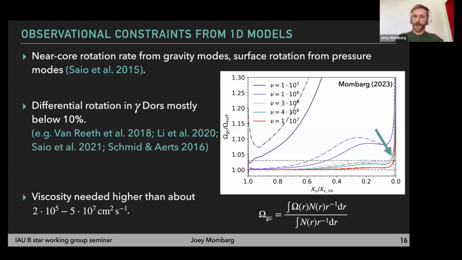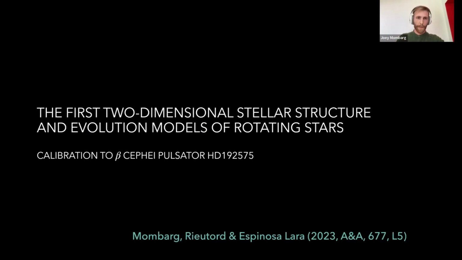In general, these stars have a differential rotation that's below 10%. So for the whole sample, we find something that's within this range. So I'm taking a higher limit of 10 to the 7 centimeters squared per second as the viscosity that we assume in the 2D STER models. All right, so that's the physics that goes into these models.